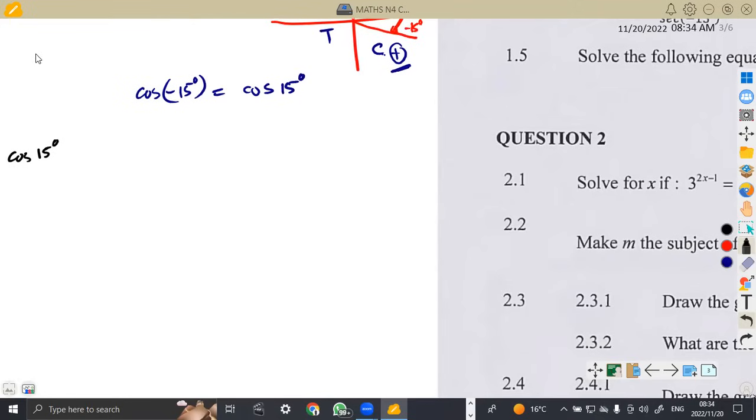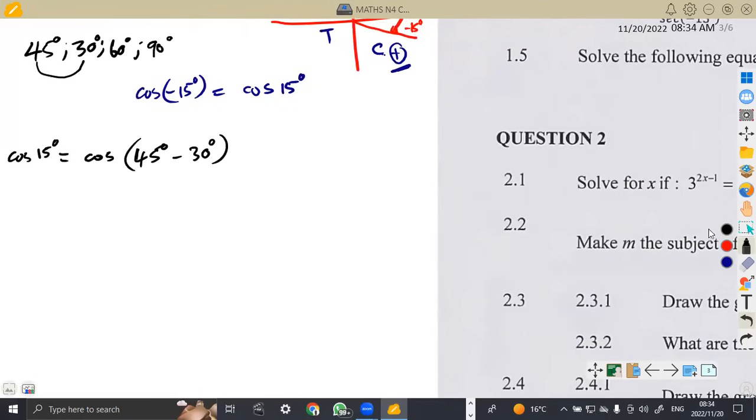We know from our special angles, we've got 45 degrees, 30 degrees, 60 degrees, 90 degrees. So we can play around with the angles so that we can obtain 15. From 45 and 30, we can obtain 15. That's 45 degrees minus 30 degrees, which gives us 15. So we are going to apply our compound angle identity, knowing that cos of A minus B is cos A cos B plus sine A sine B.